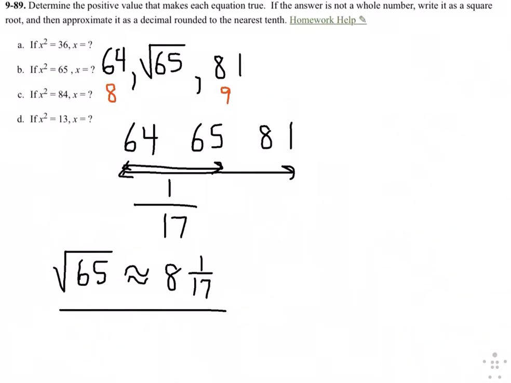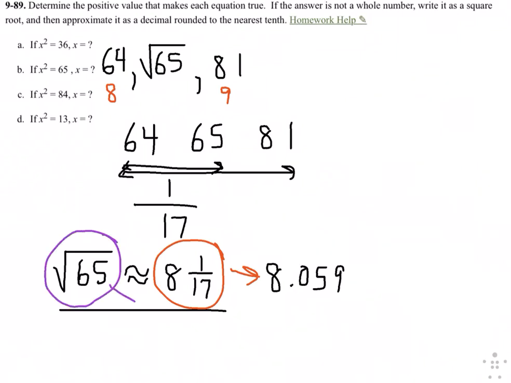Now let's see how close it is. If I take 1/17 and I type it into my calculator, I get 0.0588. So this is really 8.059, really, or 8.1. So let's now type 65 into our calculator and take the square root. So let's just be sure what we're doing. 8 and 1/17 is this when I take it into my calculator. And root 65 when I type it into my calculator is 8.062. So that's a pretty close approximation.